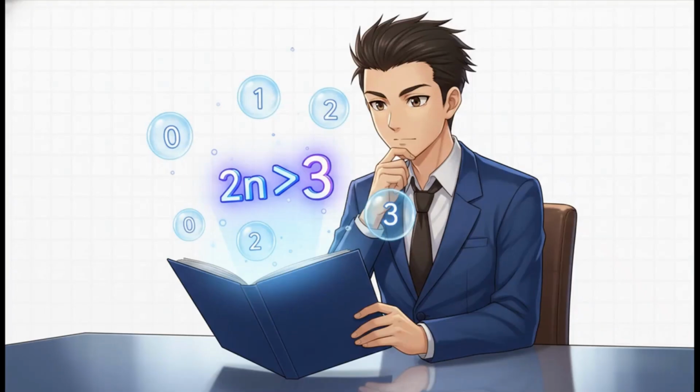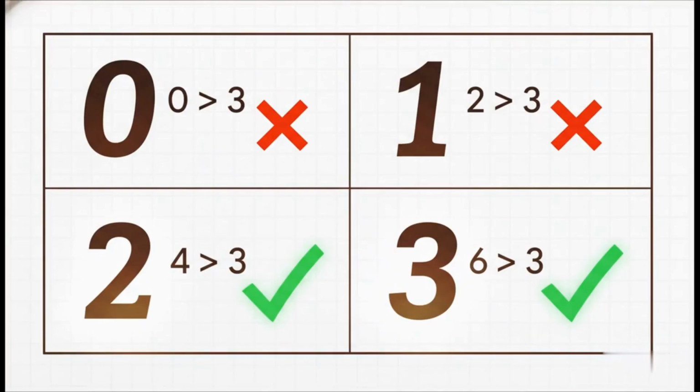Okay, here's the new file. This time, our clue is an inequality. 2 times n is greater than 3. And our lineup of suspects is changed too. The domain this time is 0, 1, 2, and 3. So the question's the same. Who from this list makes our clue a true statement? Let's run through the interrogations real quick.